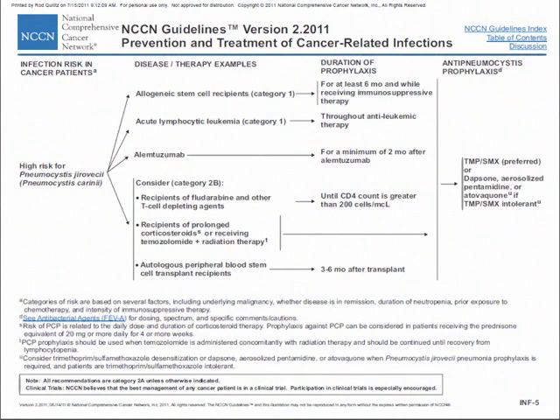For patients with ALL, throughout their anti-leukemic therapy. Patients with Campath, I've already mentioned, that is necessary. Consider for patients who receive T-cell depleting agents such as fludarabine and other purine antagonists, patients who receive prolonged corticosteroids, right, 20 milligrams per day or higher for at least a month, patients receiving temozolomide plus XRT for glioblastoma multiforme brain cancer, and then possibly autologous stem cell transplant patients for 3 to 6 months after transplant.